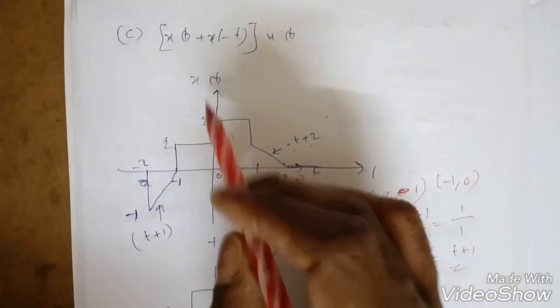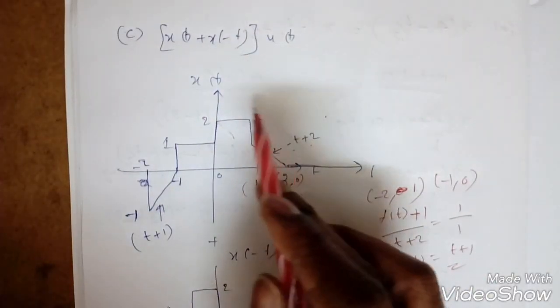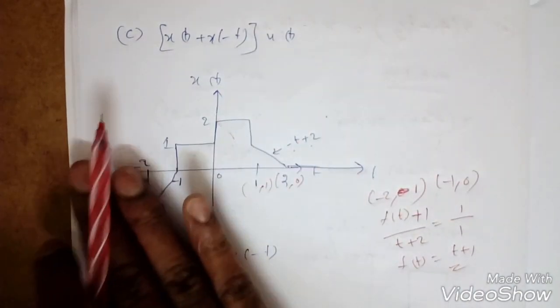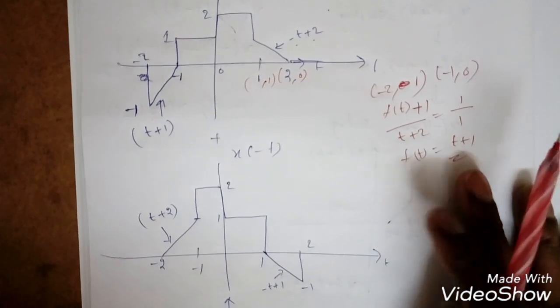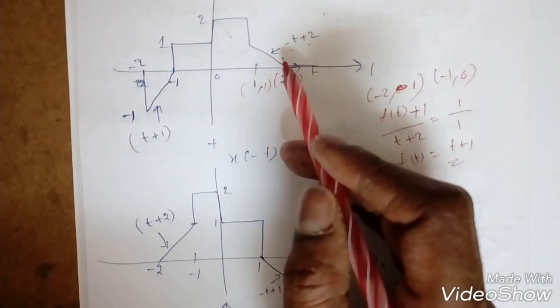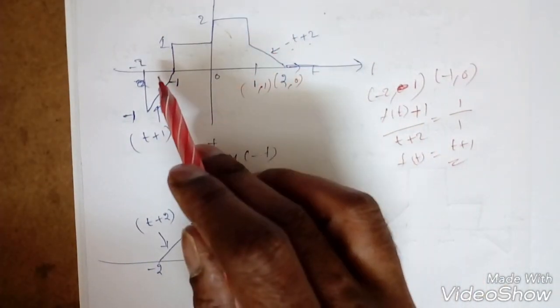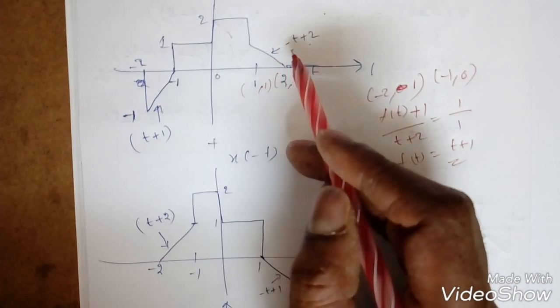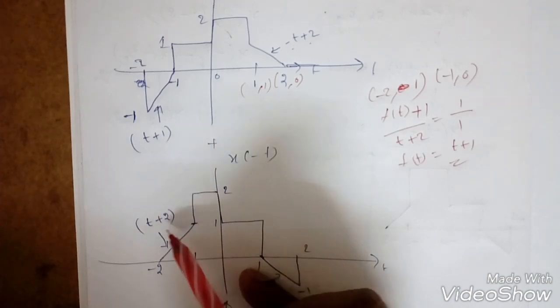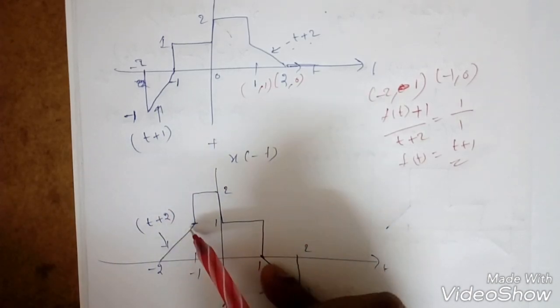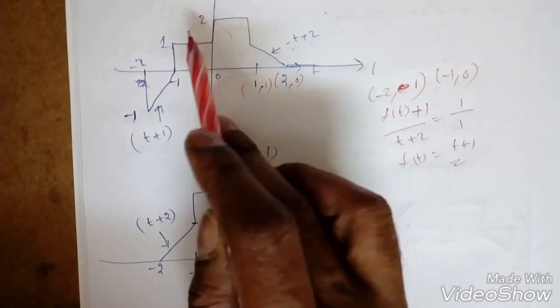Now this is the x of t. What is x of minus t? Whatever is on the positive axis will be transferred to the negative, and whatever is on the negative will be transferred to the positive. So it will become like this. Now this is minus t plus 2, so reversal means replacing t with minus t, so it becomes t plus 2, and this stays as it is. Similarly, this will be transferred.